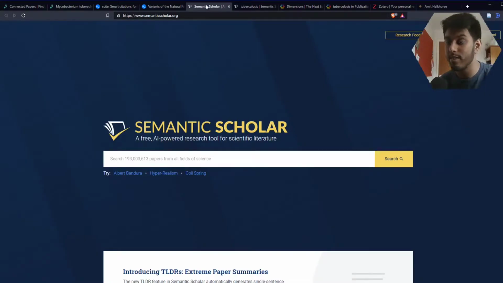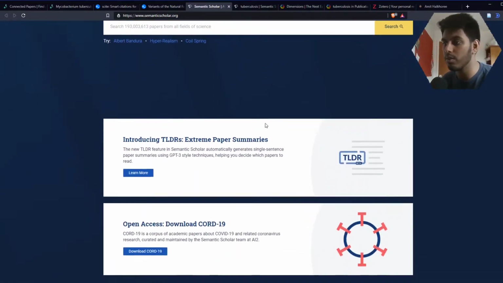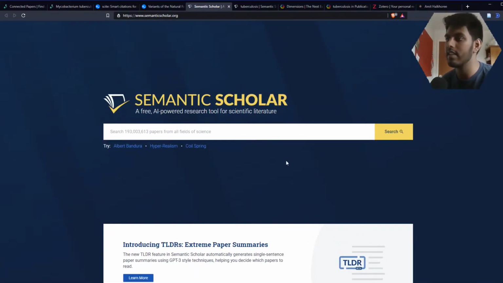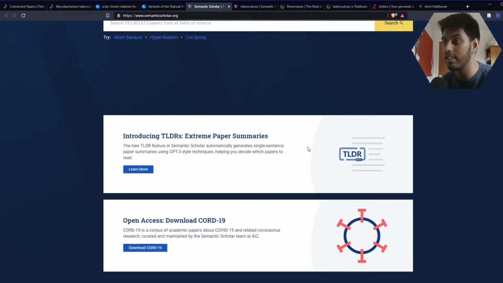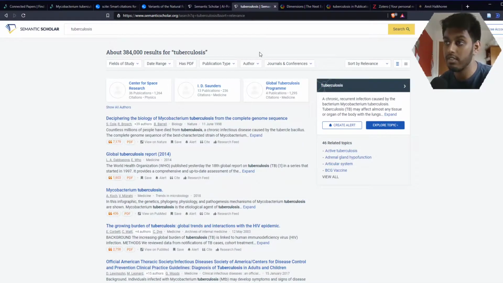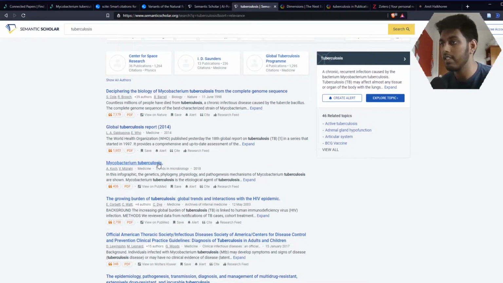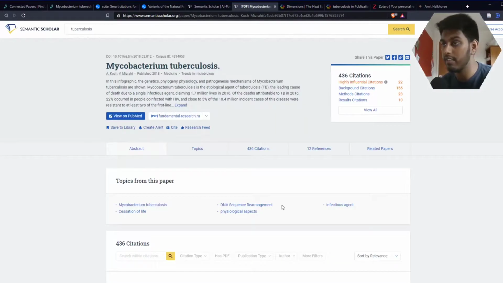Next, Semantic Scholar. So Semantic Scholar is a really, really good AI driven research tool. And by that, I mean it uses some machine learning to help you find papers faster and gives you extra data on those papers. So again, I've searched up tuberculosis, and you can see it's given me loads and loads of papers here. And if we select the same paper that we did for Connected Papers, it can give you quite a lot of extra information on it.